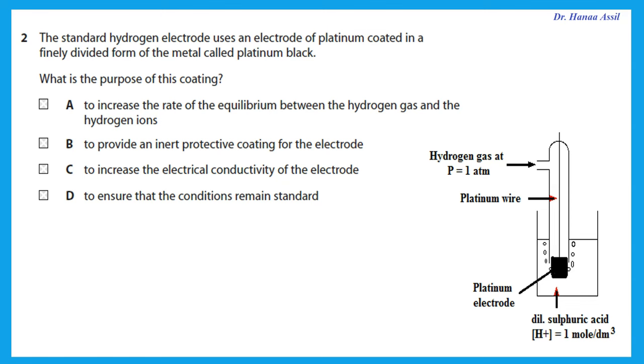We have a platinum wire attached to a platinum electrode, and this is dipped in dilute acid with concentration 1 mole per decimeter cubed. Now, why do we have this platinum coating, finely divided platinum on the platinum electrode? This is to increase the rate of the equilibrium between the hydrogen gas and the hydrogen ions in solution.